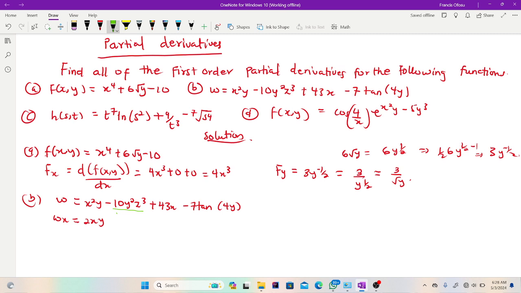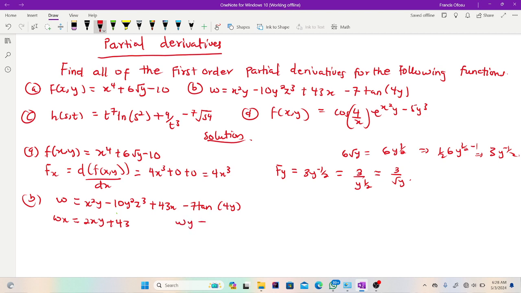Now we move to the next one, that is 43x, right? So for 43x, when I differentiate, since there is x, I'll get plus 43. Now I have negative 7 tan 4y. There is no x here, so it's also 0. So with respect to x, I got 2xy plus 43.